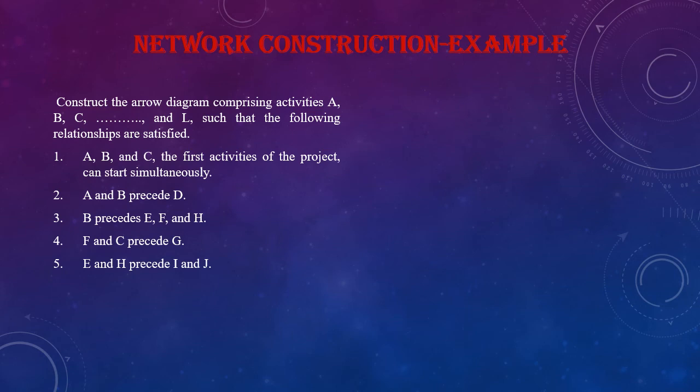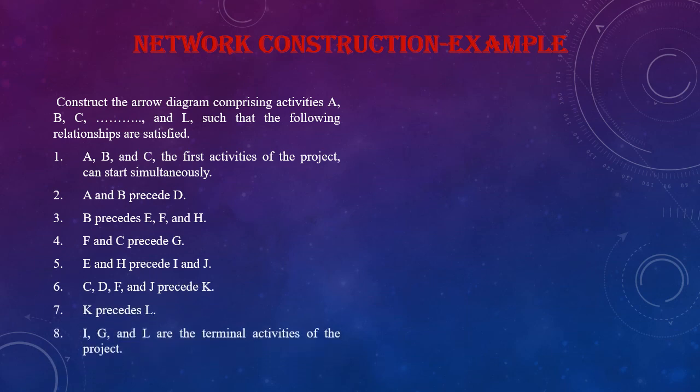B precedes E, F and H. F and C precede G. E and H precede I and J. C, D, F and J precede K. K precedes L. I, G and L are the terminal activities of the project.